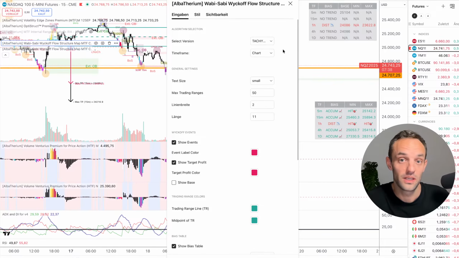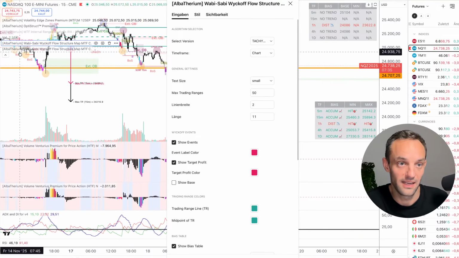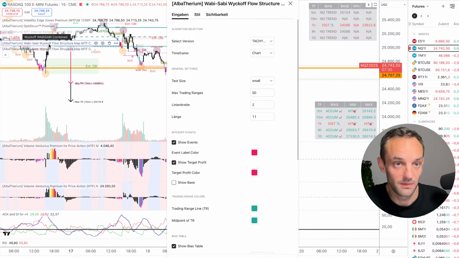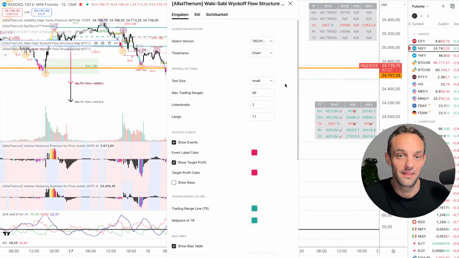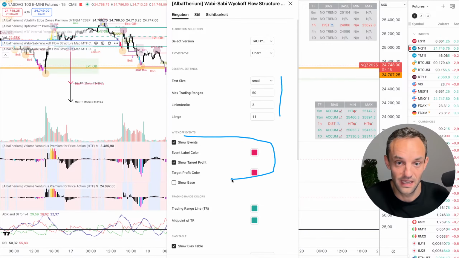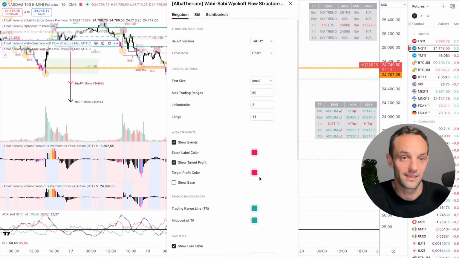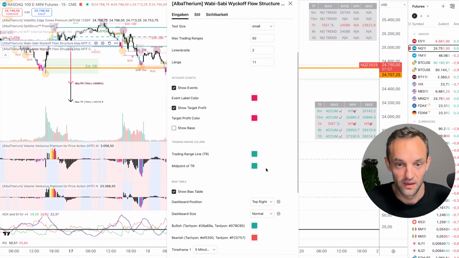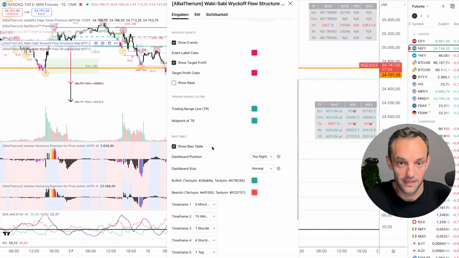So how can you use these kind of things? You can use both indicators on your chart. You see it here on the left. I have 2 Albatherium Wabi-Sabi Wyckoff Flow Structure maps activated, and the difference is, this is the first one. I selected the Tachyon indicator, and everything here is the same. And then for event labels and targets, I used the red color because I think for the faster version, I want to have it red. Even though you can also show the bias table. You see the bias table here in the top right. So this is the fast one.